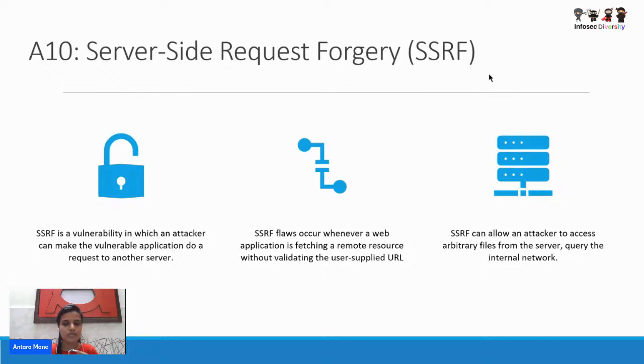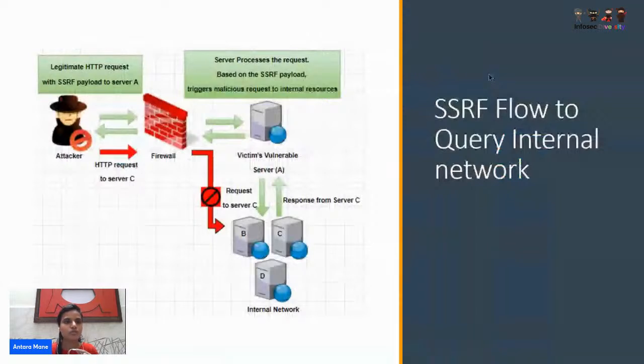So SSRF can occur when an application is fetching a remote source without validating the appropriate user supplied input. SSRF can also allow an attacker to access arbitrary files from the server by querying the internal network. Let's understand how this could happen. So here is an attacker. We have a firewall in between. There's a victim's vulnerable system, and that server is communicating with other internal networks, right?